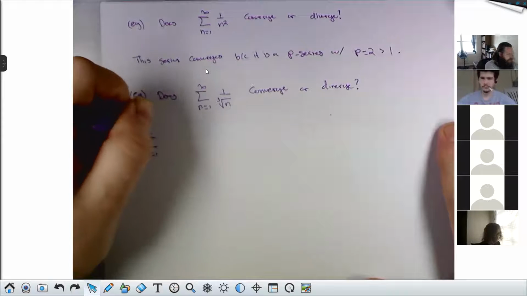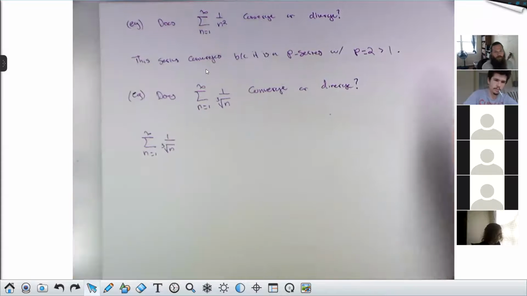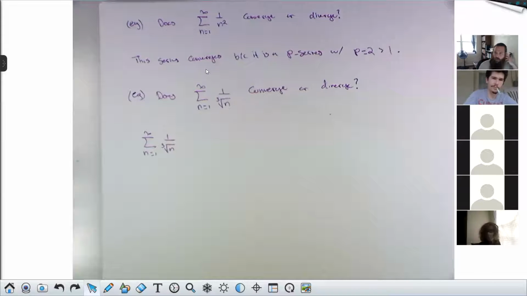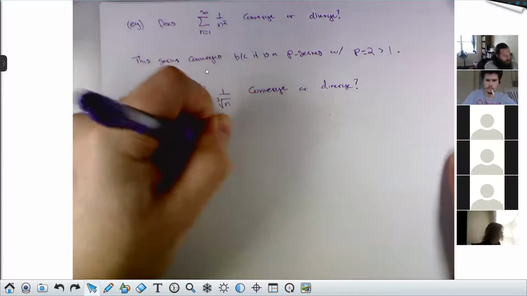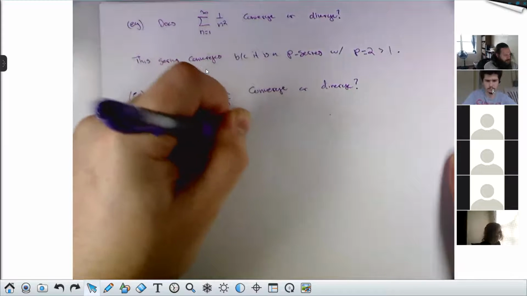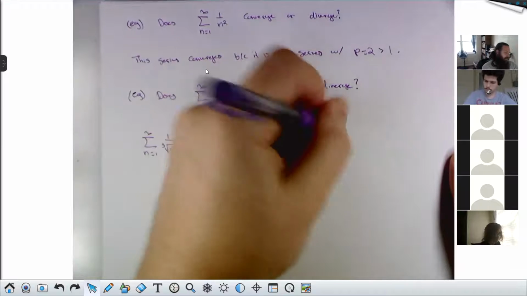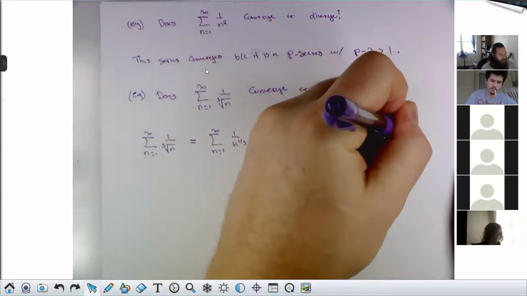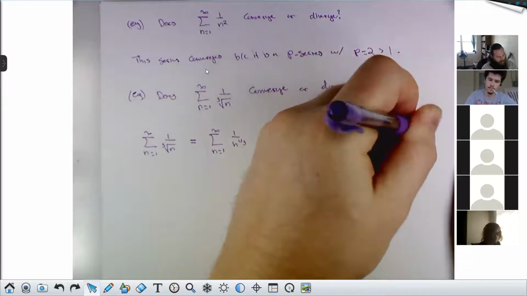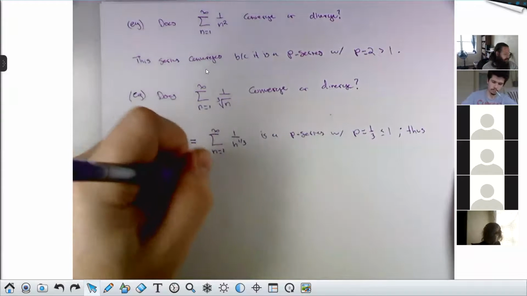Sigma n from 1 to infinity. And remember, I'm writing all these things out like this because I want you guys to mimic the way I'm writing when you write your own solutions. It's a valuable thing to take the time to write out all this stuff. This is equal to sigma n from 1 to infinity, 1 over n to the 1/3. This is a p series with p equal to 1/3, which is less than or equal to 1. Thus, this series diverges.